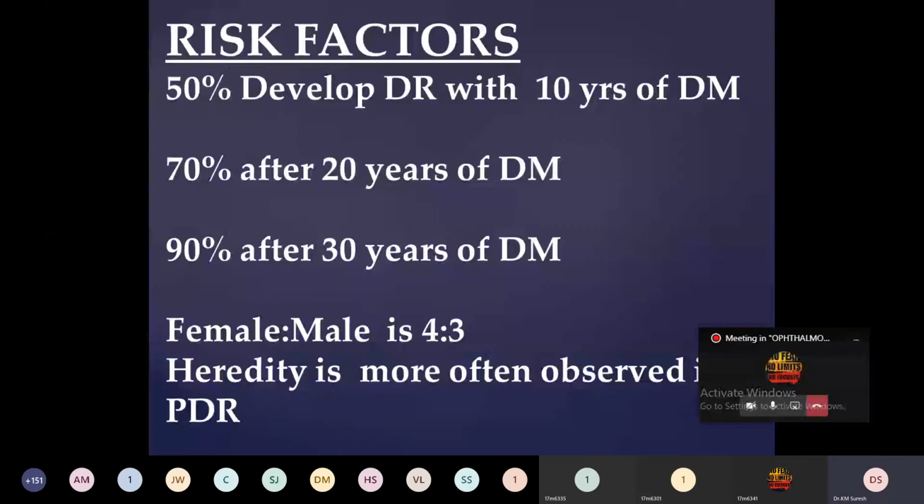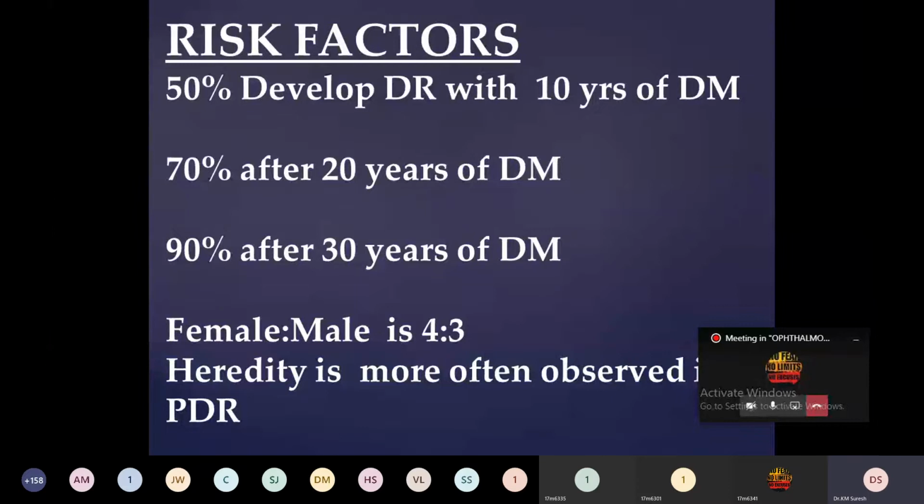The risk factors. Persons who have diabetes for a period of 10 years, around 50% of them can develop diabetic retinopathy, and in people who have had diabetes mellitus for about 20 years, around 70% of them are likely to develop diabetic retinopathy, while most of the people, around 90% of the people who have had diabetes for about 30 years, are likely to develop definitely some stage of diabetic retinopathy.